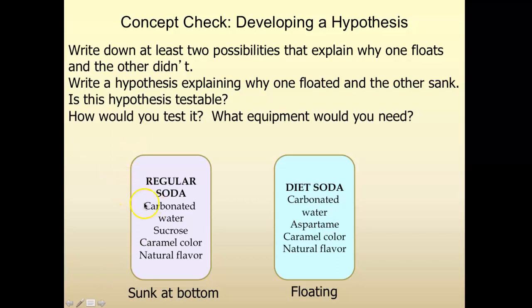But we can see from the ingredient list that all the ingredients are the same except for one, right? So there's sucrose here. Sucrose is table sugar. It's real sugar. Aspartame is a sugar substitute. So they're different molecules, different substances. So my hypothesis would be that the sucrose weighs more than aspartame, because this one sunk, the soda at the bottom, where aspartame is floating. So what would be my hypothesis, right? My hypothesis is that sucrose is heavier than aspartame.